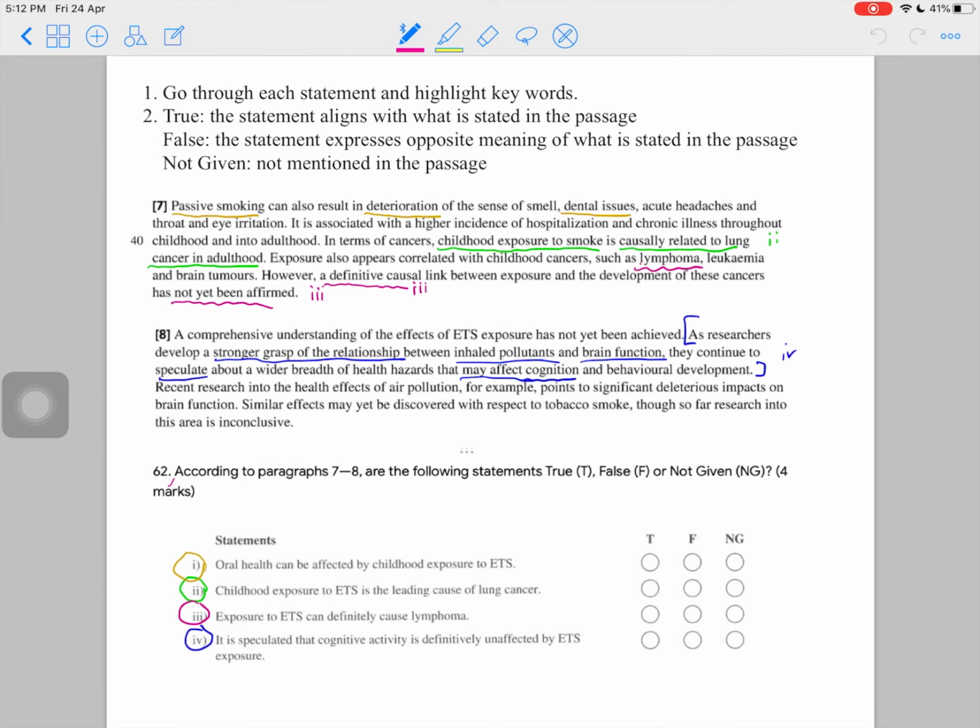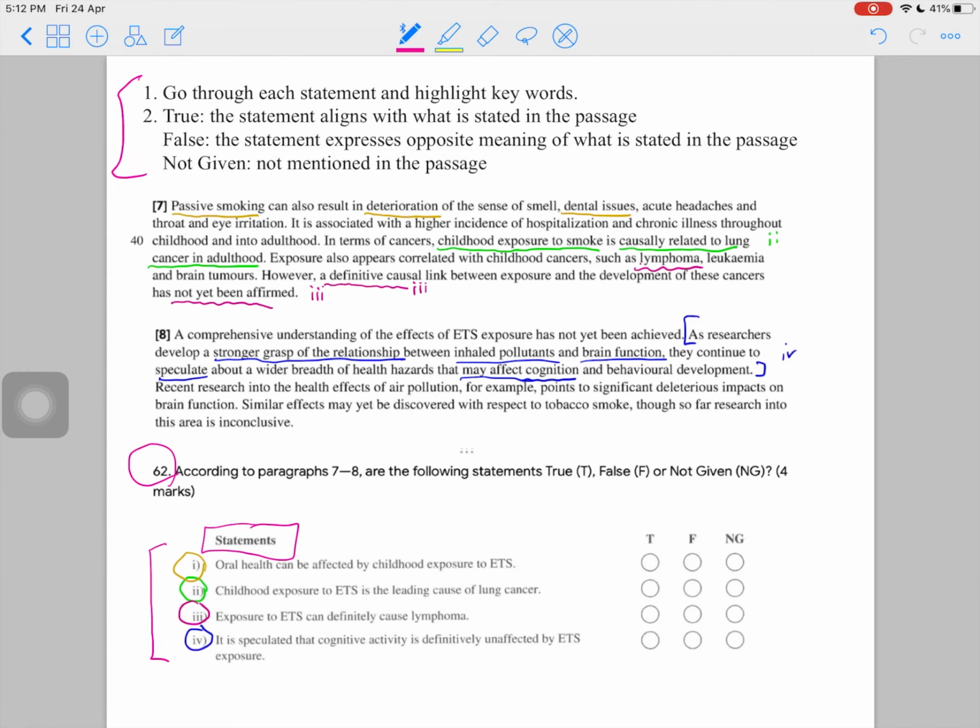And we're moving on to question 62. Okay, so true, false, and not given. What you want to do is, I've given some pointers here. Number 1, you go through each statement. So these are the statements. And highlight keywords, because we want to check whether these statements match what is laid out in the passage, or whether it is saying the opposite meaning, or is not given, meaning you don't have that much detail.